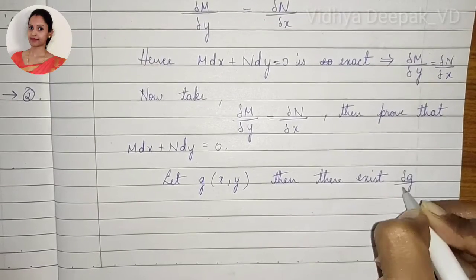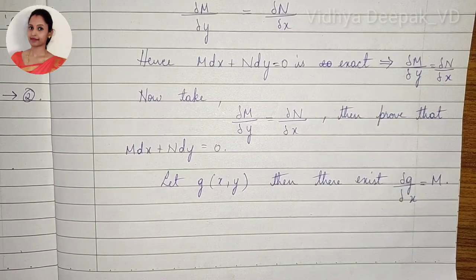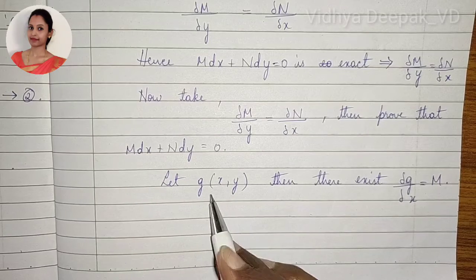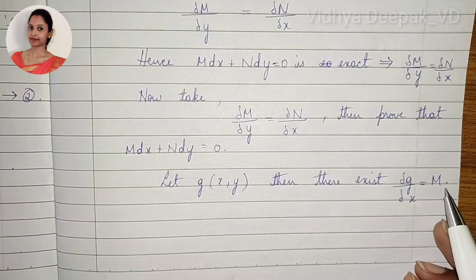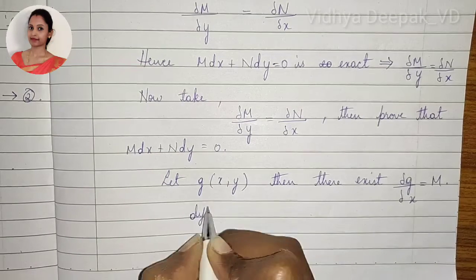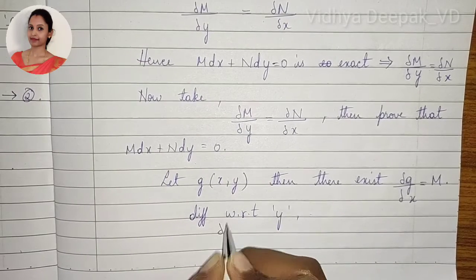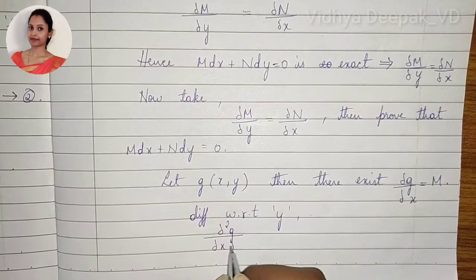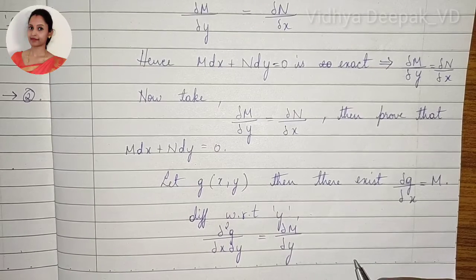dou g by dou x is equal to m. So I am taking a function. If this function exists, then I'll have dou g by dou x is equal to m. Then differentiating with respect to y, what do we get? Dou square g by dou x dou y is equal to dou m by dou y, right?